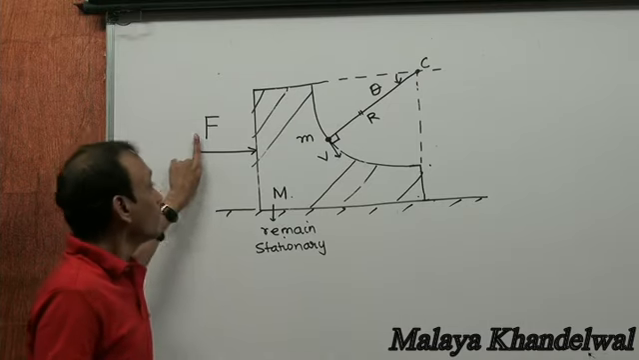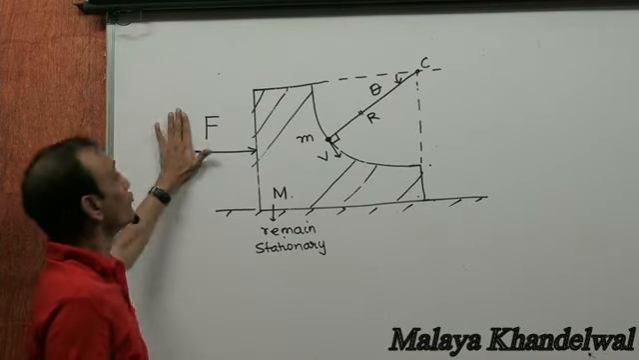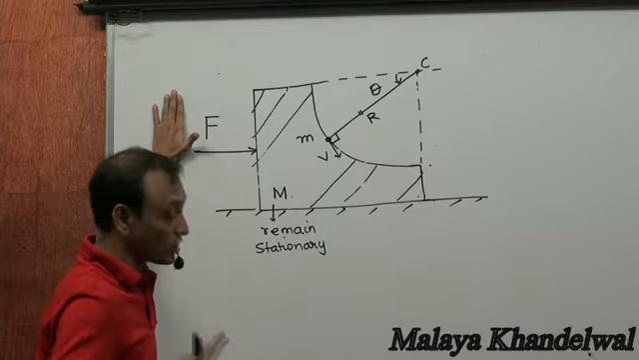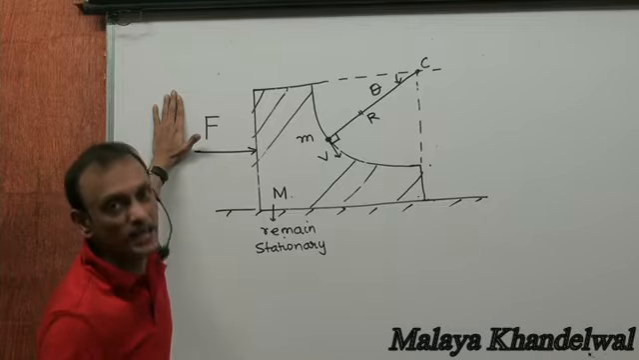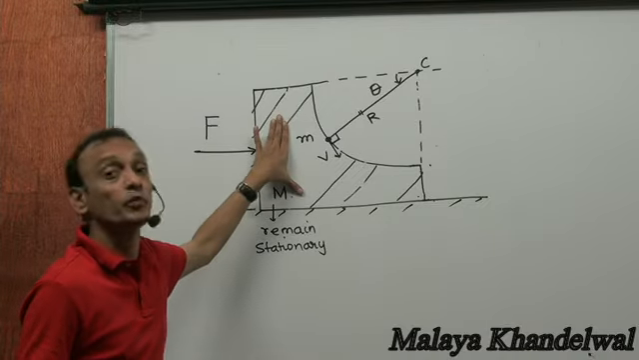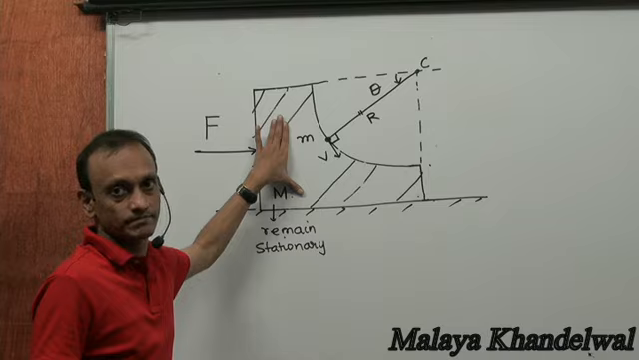Now, on the wedge, a force capital F is applied. And it's not a constant force, beg your pardon, it's a variable force. A variable force F is applied to maintain the wedge stationary at all times, right?